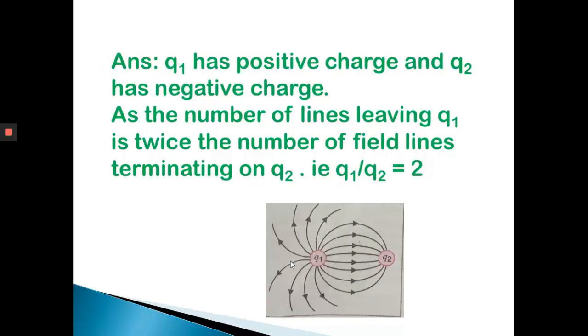Right. So here the answer is: Q1 has positive charge and Q2 has negative charge, as the number of field lines leaving Q1 is twice the number of field lines terminating on Q2. Therefore, Q1 by Q2 equals 2.